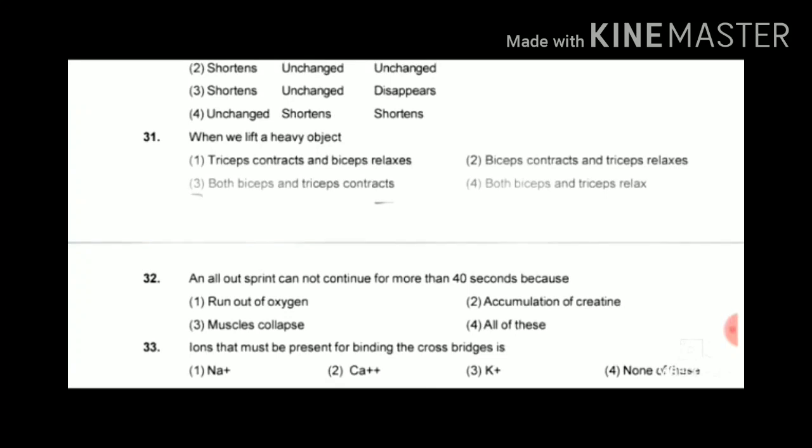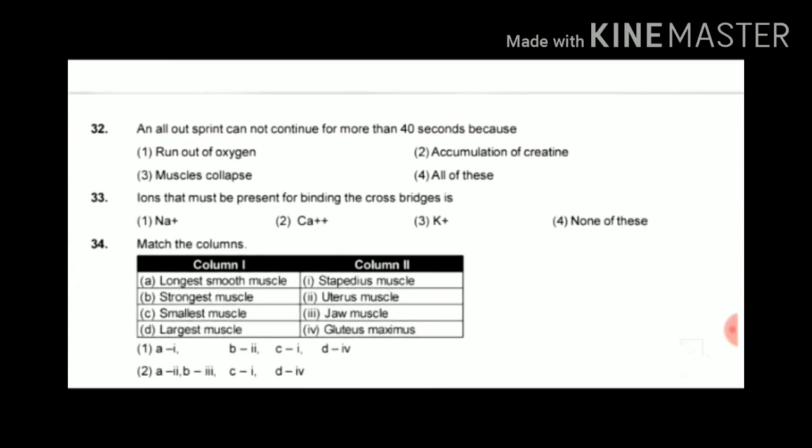Next is question number 32. An all-out sprint cannot continue for more than 40 seconds because: number 1, run out of oxygen. Number 2, accumulation of creatine. Number 3, muscles collapse. Number 4, all of these. And the answer is option number 4, all of these.